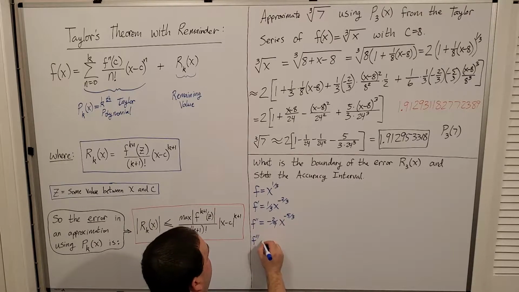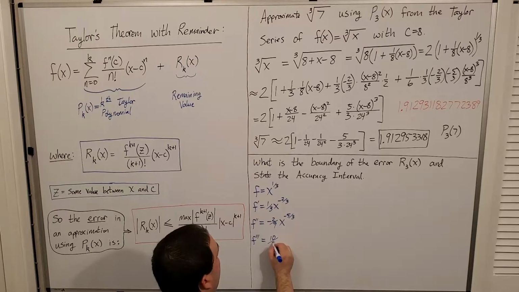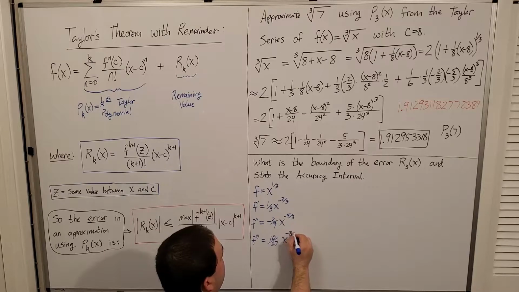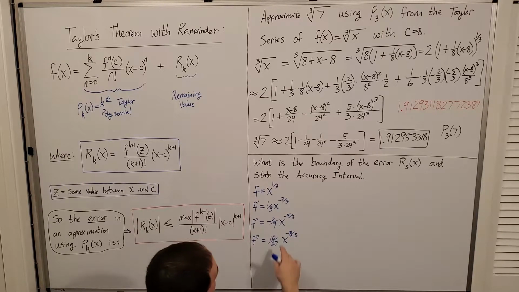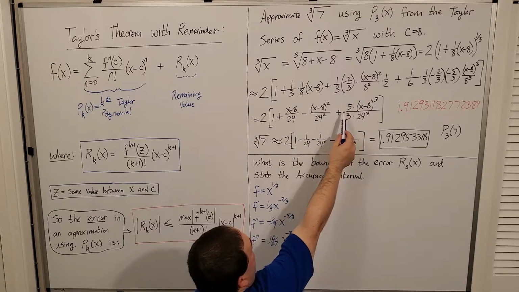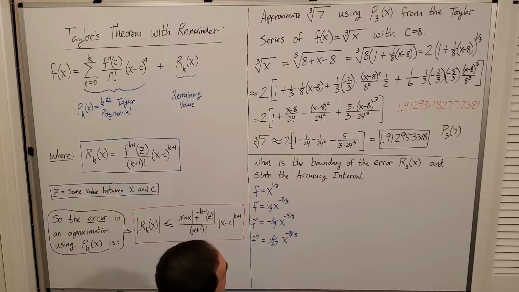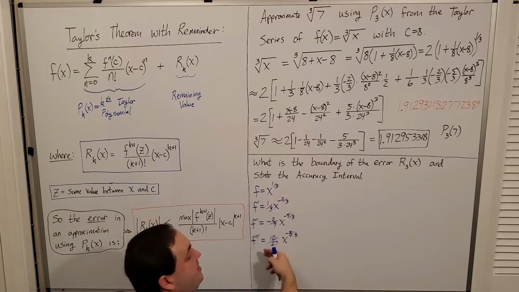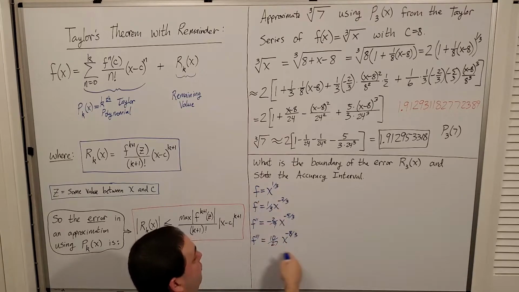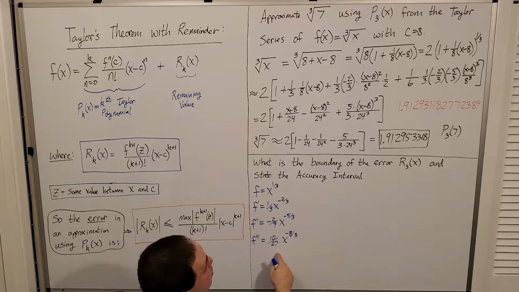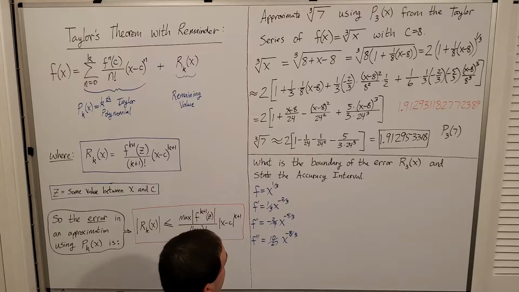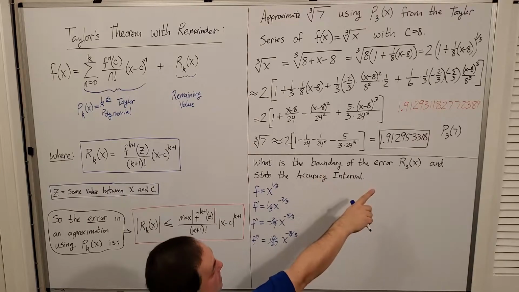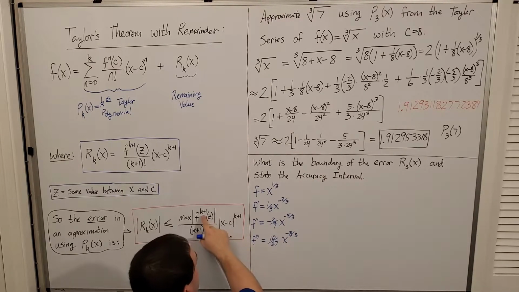f triple prime is going to be 10/27 x to the negative 8/3. And these multiplications should start to look a little familiar, right? It was a lot of the things that were coming up as we were building our series here as well. Technically, this is the other way I could have built the series, right? I could have done the derivatives and plugged in 8 into each one of these, and it would have given me the coefficients here.